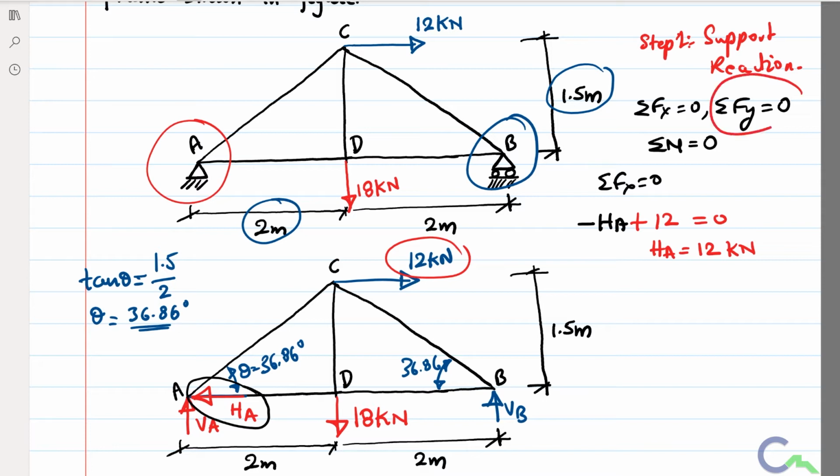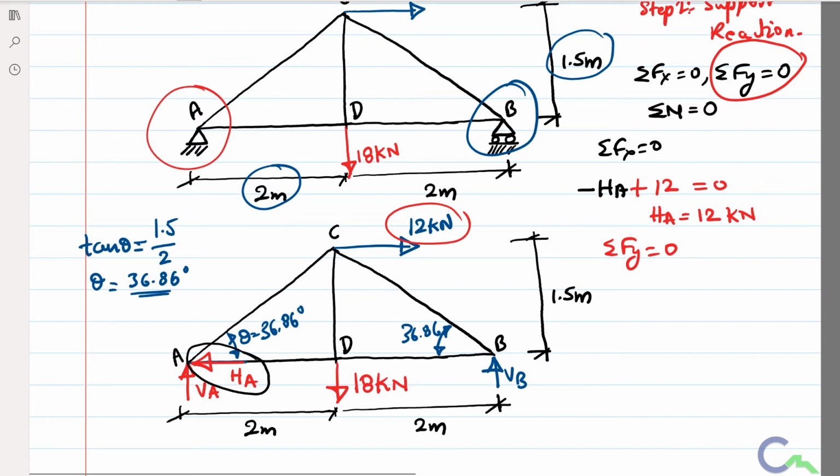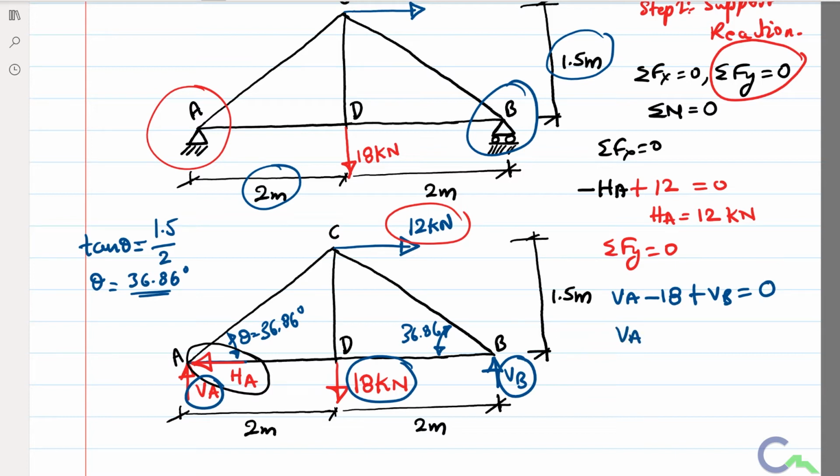Next I am going to take the second equilibrium condition, that is summation of vertical forces is equal to 0. I am starting from the left side. VA is acting upward, I will take positive VA. Then 18 kilonewton is acting downward, I will take minus 18. Then VB is acting upward, I will take plus VB is equal to 0. Therefore, VA plus VB is equal to 18 kilonewton. I will take this as equation number 1.